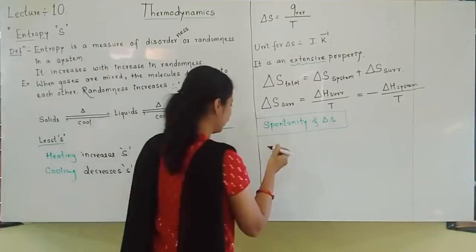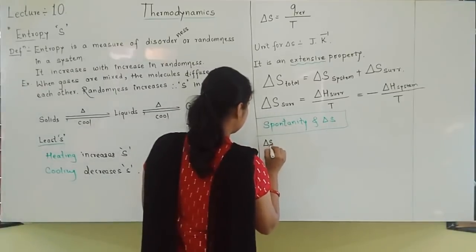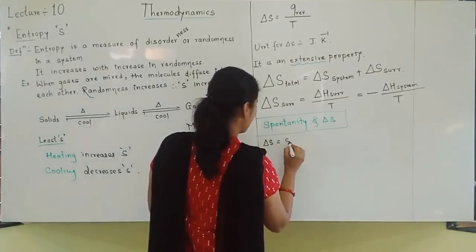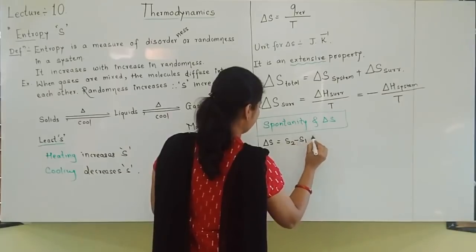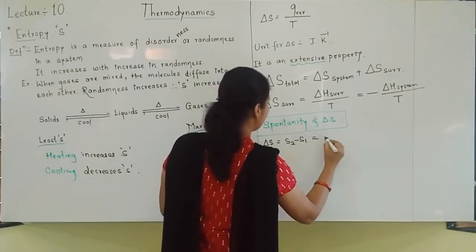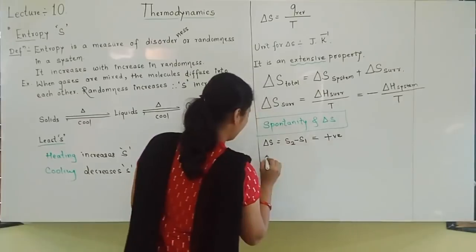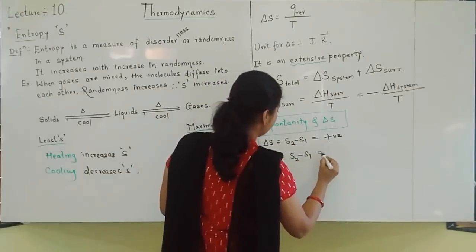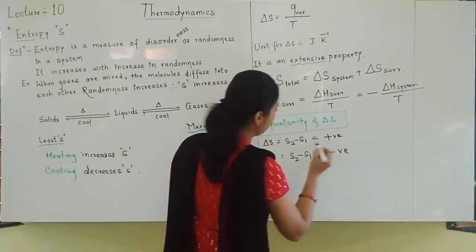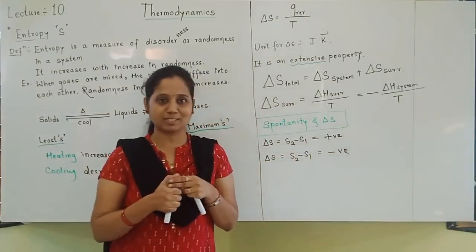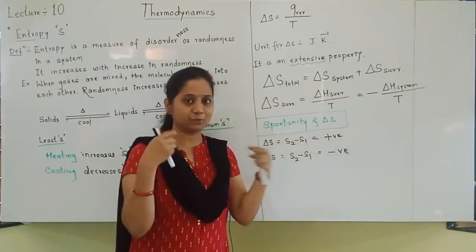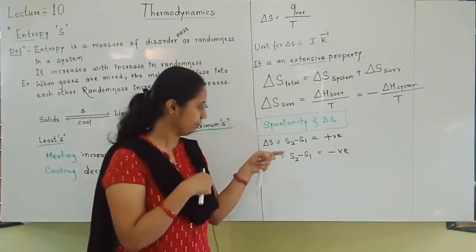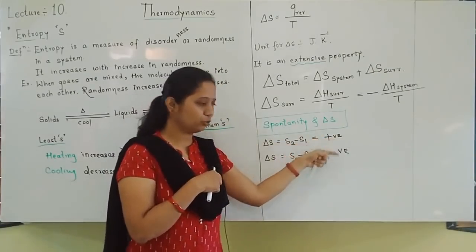So students, we can say that delta S means S2 minus S1. This value can be positive, or it can be negative. You only tell me, for spontaneous processes, will it be positive or negative? Let us take one example and think. We are having both the options.